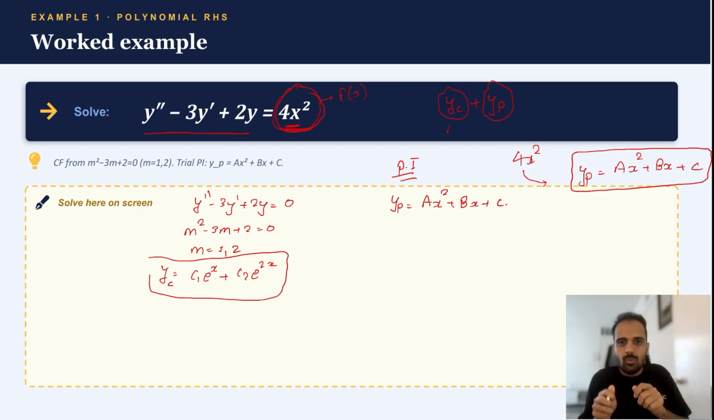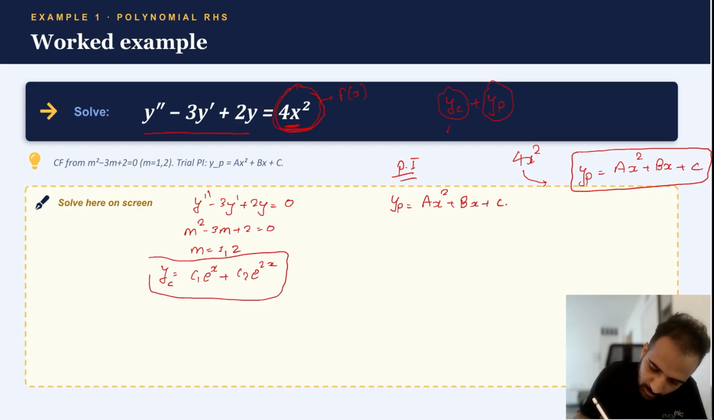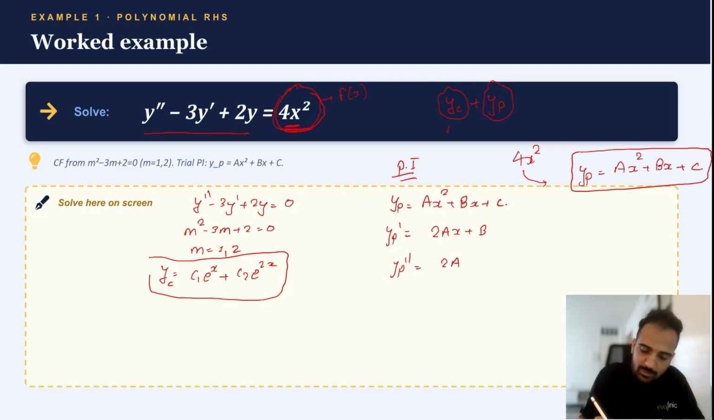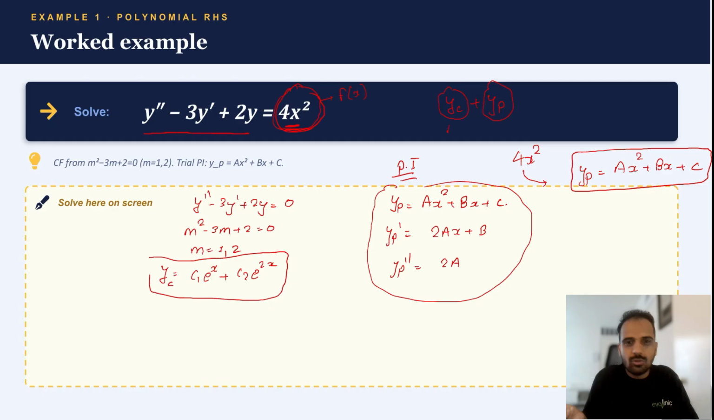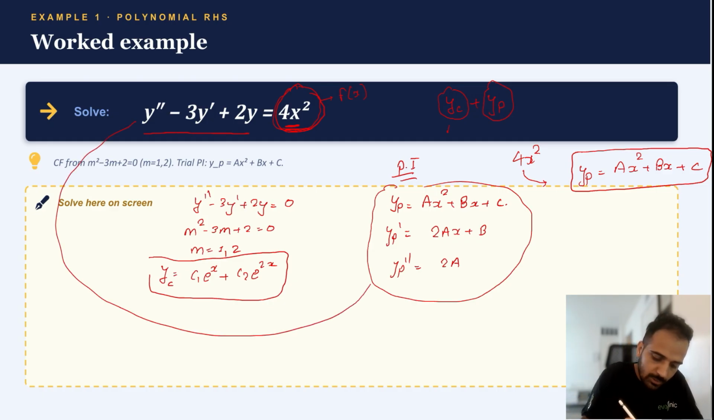Now you will put this trial solution, the derivative of the trial solution, and also the second order derivative back into the ODEs to get the values of a, b, c. For example, your yp prime will be 2ax plus b. Your double derivative yp will be 2a, right? You'll put everything back into the equation because this particular integral should satisfy it, because this is the steady state solution. This solution needs to satisfy this whole equation, right?